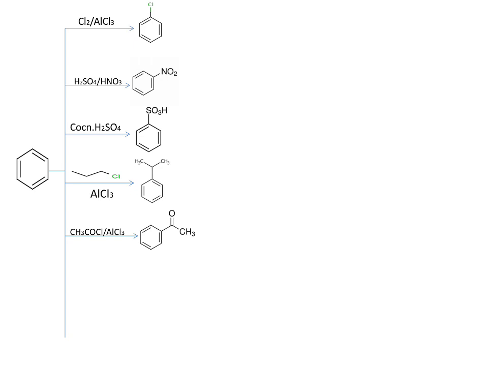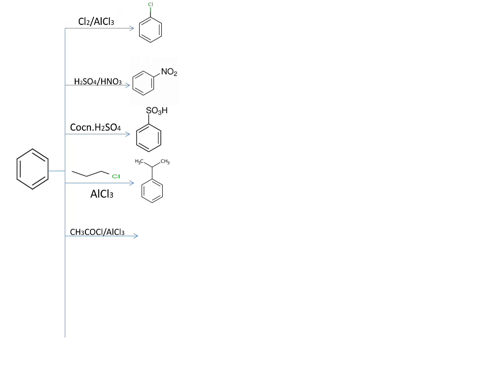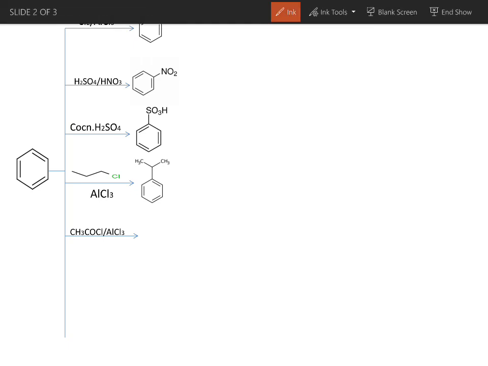Here all these reactions are electrophilic substitution reactions. In each reaction, one of the hydrogens from benzene is replaced by an electrophile. In the first reaction, chlorine is introduced on benzene, hence this reaction is called chlorination of benzene. In the second reaction, NO2 is introduced on benzene, hence it is called nitration of benzene. Similarly, the third reaction is called sulfonation of benzene.